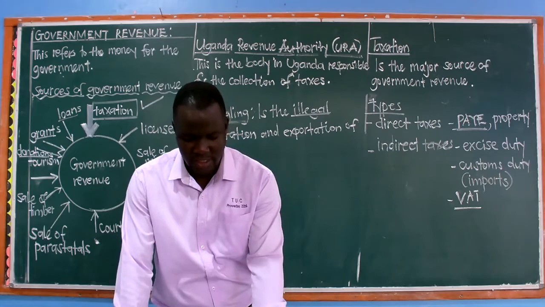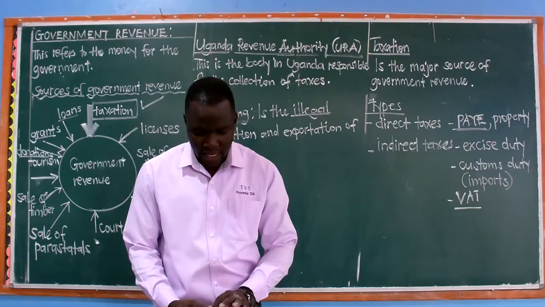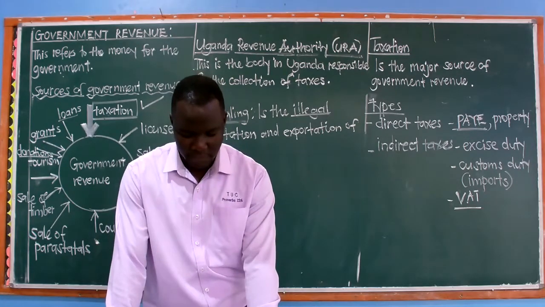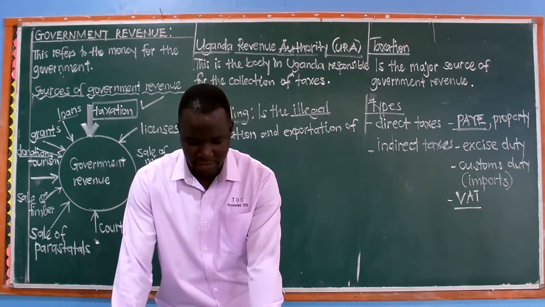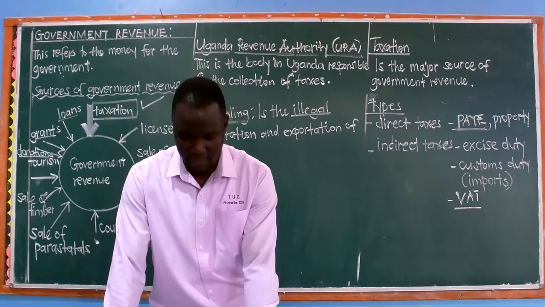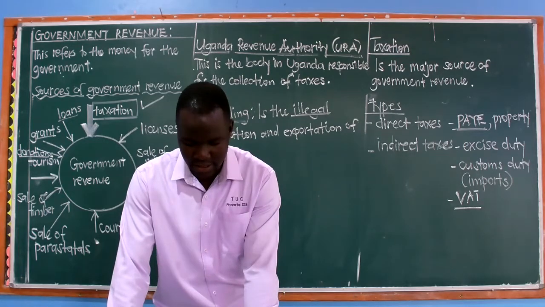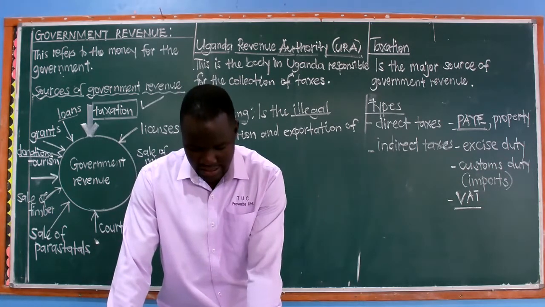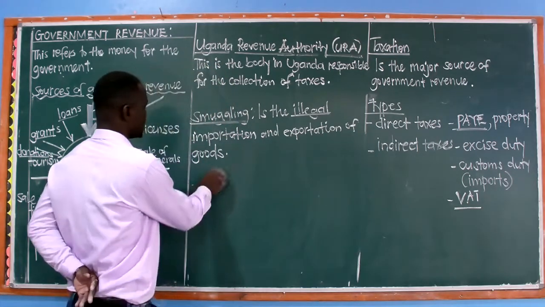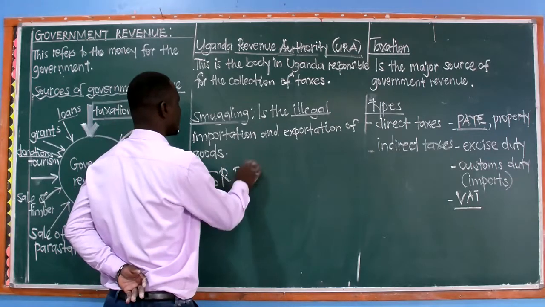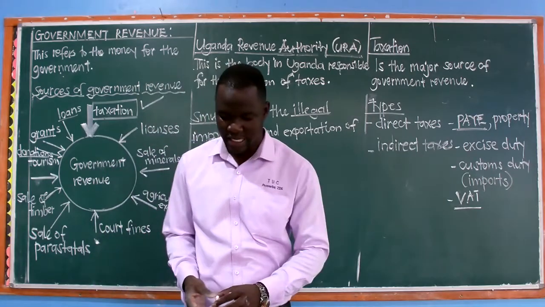Then enforcing strict laws against smuggling. And of course, we have the body under the Uganda Revenue Authority which is responsible for controlling or fighting smuggling. That is the Special Revenue Protection Service. The abbreviation you are given as SPRS is not right. It is supposed to be SRPS, Special Revenue Protection Service. So this is the abbreviation that we are supposed to have in brackets.